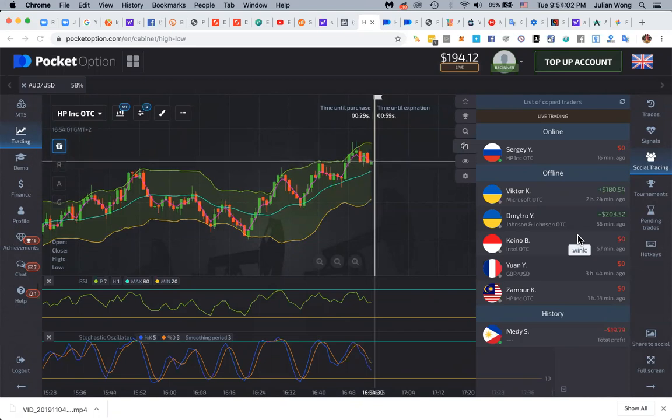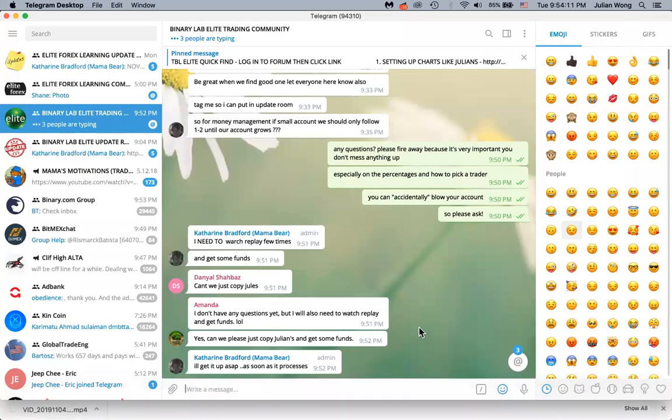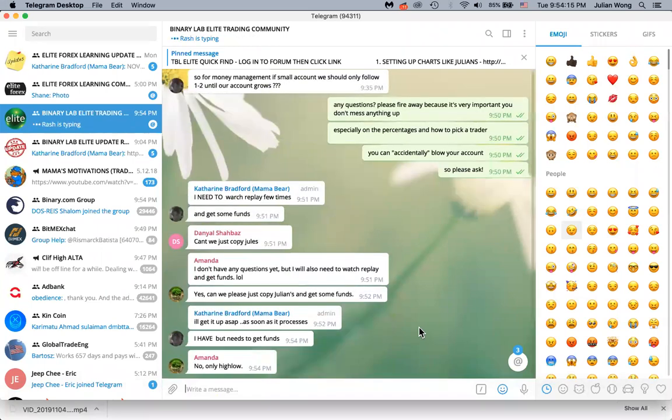Any other one here have a Pocket Option account? Anyone? Right.